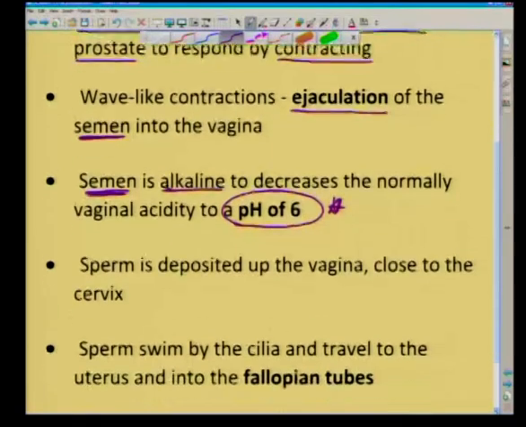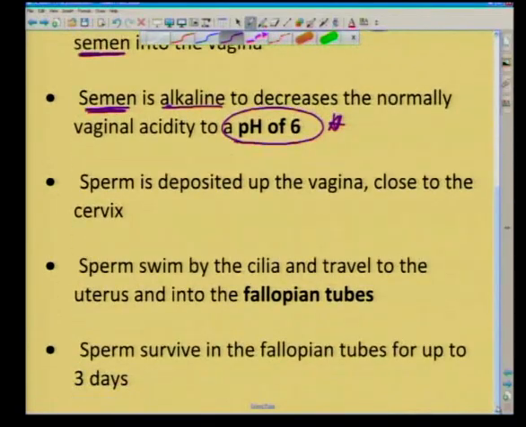All right. With that, the sperm is deposited into the vagina close to the cervix. And the cervix, remember, sits like this. And here is the vagina. And the sperm will then go through the cervix into the uterus.